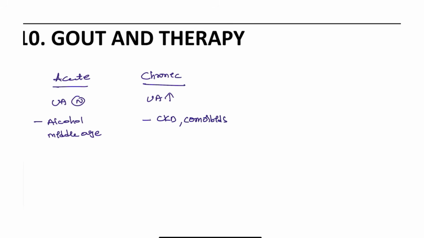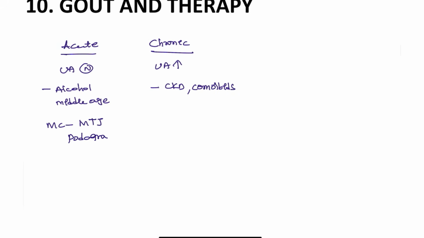These are the chronic symptoms, and the most common location is the big toe, the metatarsal joint, which is most commonly involved here. We call this podagra, a very painful condition. And here the most common location is the knee. For this patient, treatment is NSAIDs. The drug is indomethacin. Next, if it is not treated, then you can add colchicine.